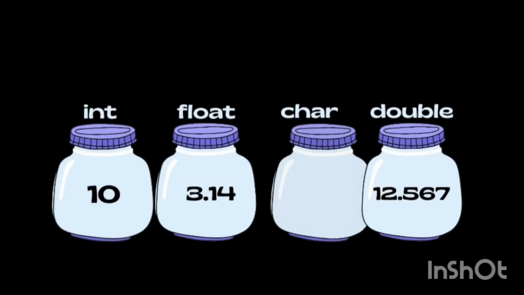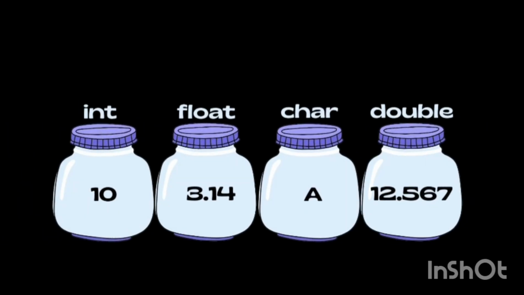Now, let's talk about data types and variables, the building blocks of any C program. A variable is a named storage location in memory, and a data type defines what kind of data a variable can store.